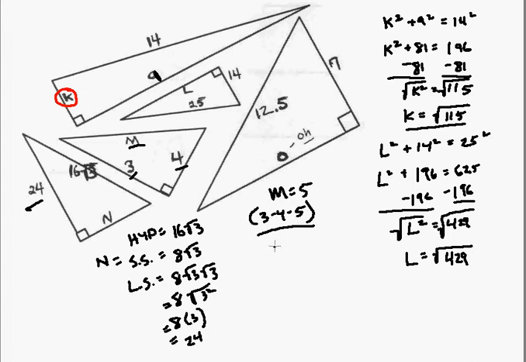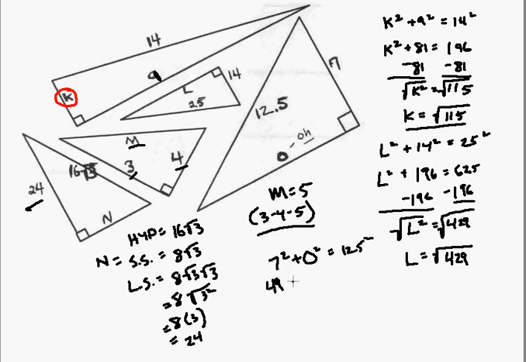Okay, so O, here I'm looking at a hypotenuse of 12.5. One of the sides is 7. Is there any relationship there? I'm not looking at 3, 4, 5. I'm not looking at 30, 60, 90. So I'm thinking again the Pythagorean theorem would probably be the best way to go. So I have 7 squared plus O squared equals 12.5 squared.